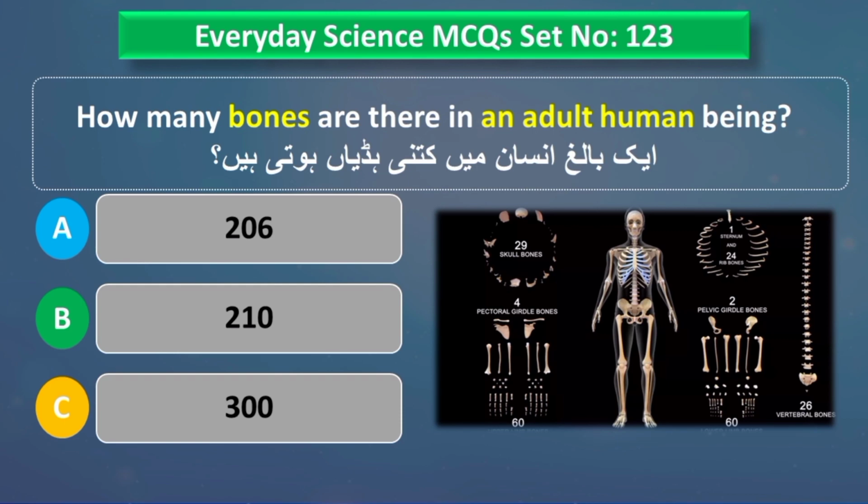Question number 5. How many bones are there in an adult human being? The options are A. 206, B. 210, C. 300. The right answer of this question is option A, 206. The adult human skeleton is made up of 206 bones.